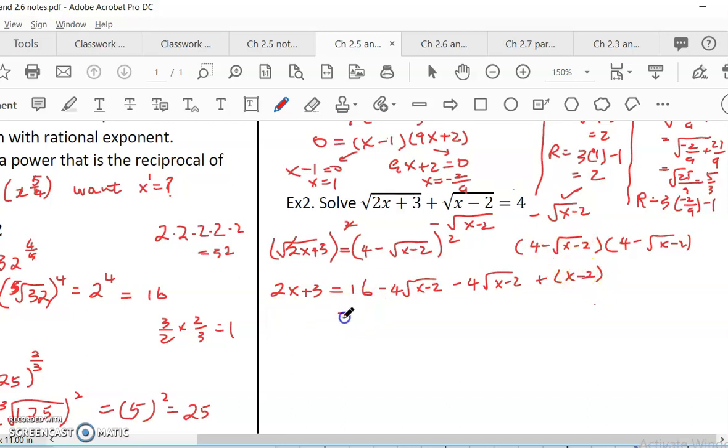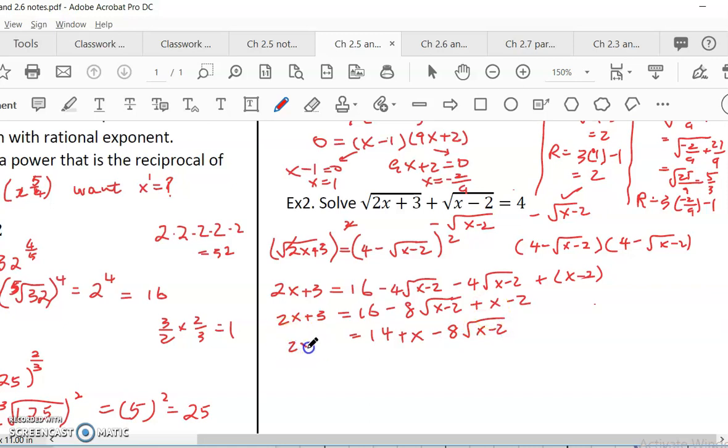So combine like terms on this side. This stays the same. This side I have 16 minus 8 of root x minus 2. Remember, you cannot multiply in. And plus x minus 2. So this would be 14 plus x. This x and this x cannot combine.